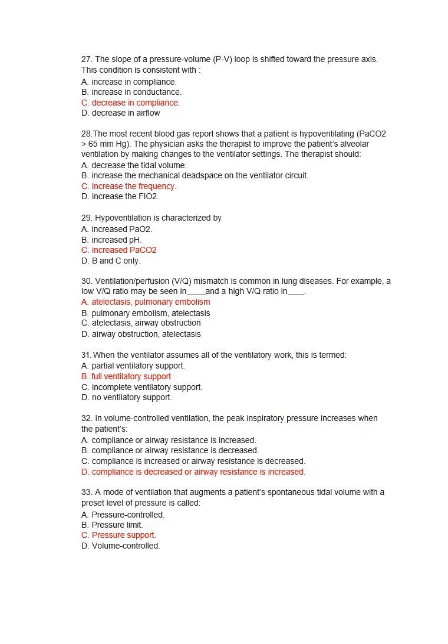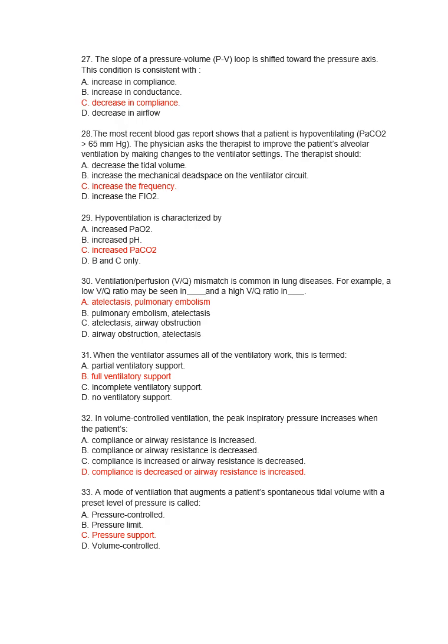27th question. The slope of a pressure volume loop is shifted towards the pressure axis. This condition is consistent with increase in compliance, increase in conductance, decrease in compliance, and decrease in airflow. So the slope of a pressure volume loop, if it is shifted towards the pressure axis, it is depicting a decrease in compliance.